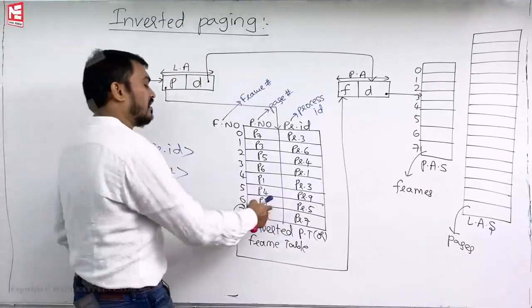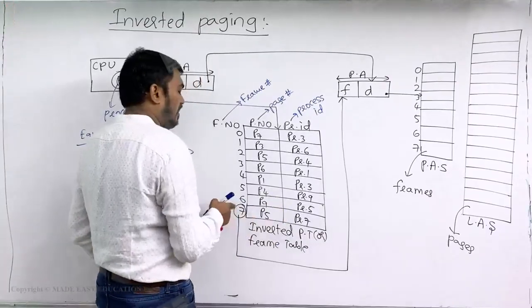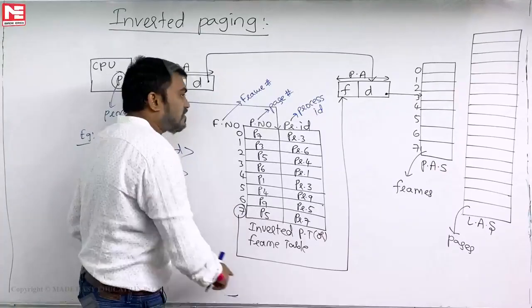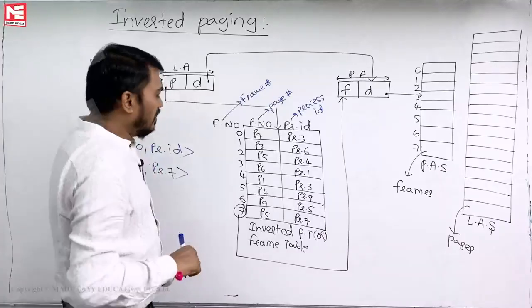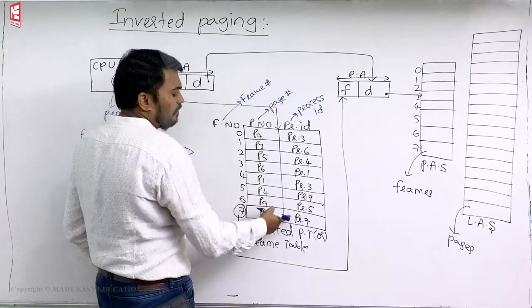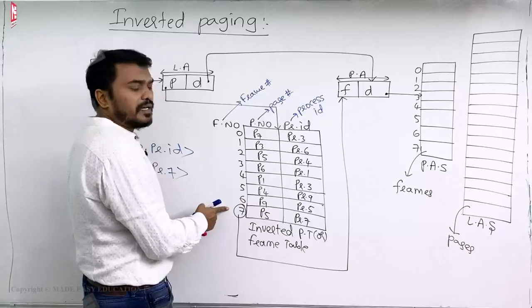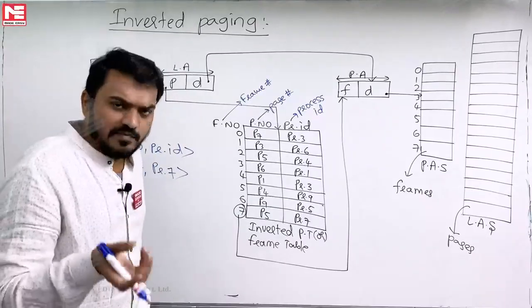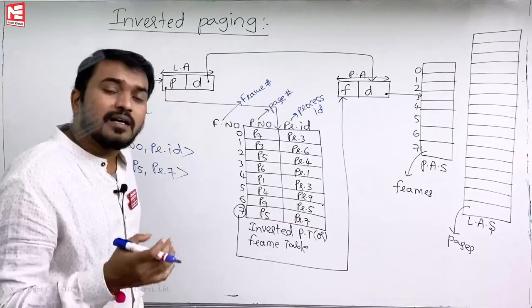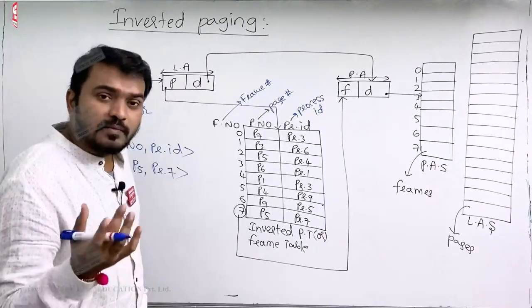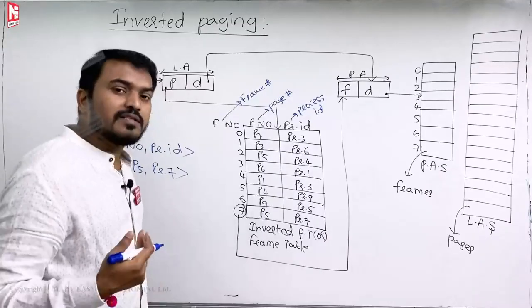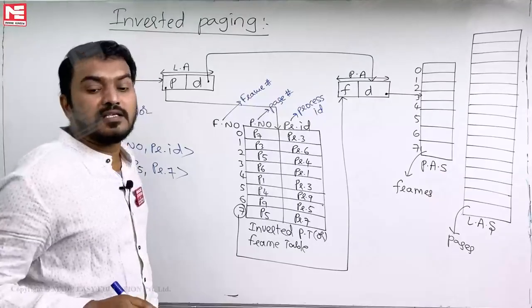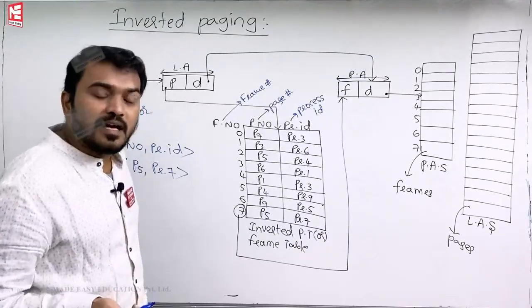If it is matching, then you take the corresponding frame number and generate the physical address. It means page number 5 of process 7 is available in frame number 7. The ultimate goal is to find the frame number only, because, as I have been saying for two days, the frame number tells you the physical existence of the page, where the page is actually available in the main memory.